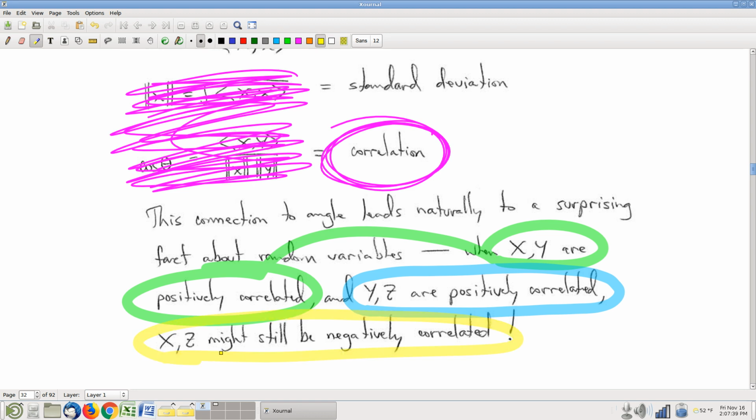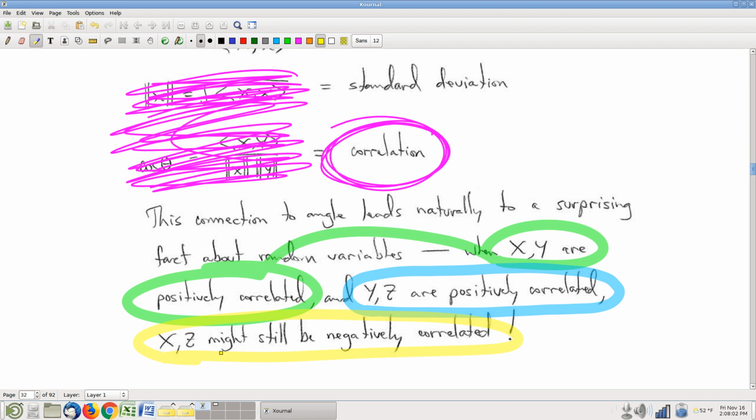But they aren't. And again, from the point of view that I'm presenting here, I think this is extremely mysterious. It's very counterintuitive. X and y tend to go hand in hand. Y and z tend to go hand in hand. But x and z are exactly the opposite. That can totally happen with random variables.